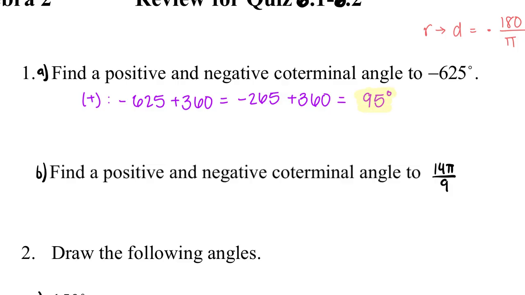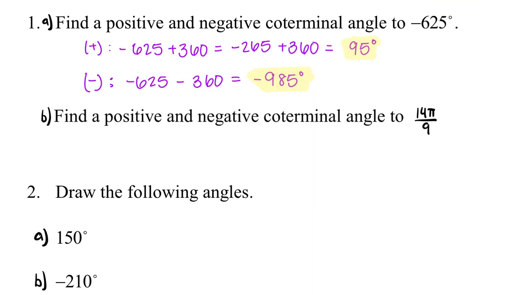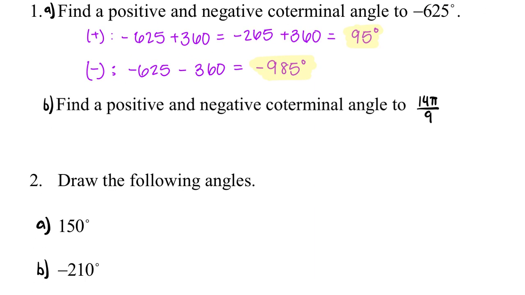Now let me find the negative coterminal angle. I have negative 625, and I subtract 360, which gives me negative 985. Don't forget the degree sign. So for coterminal angles, you add or subtract 360 if it's in degrees. If it's in radians, you add and subtract 2 pi.